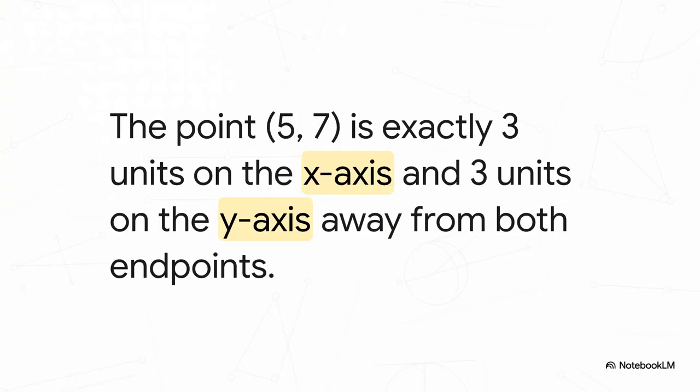But hey, in geometry, we don't just calculate, we verify. We can check our work by confirming the midpoint is perfectly equidistant from both original endpoints. Look at the x values. 5 is exactly 3 units away from 2 and 3 units away from 8. Now look at the y values. 7 is exactly 3 units away from 4 and 3 units away from 10. It is a perfect calculable balance.